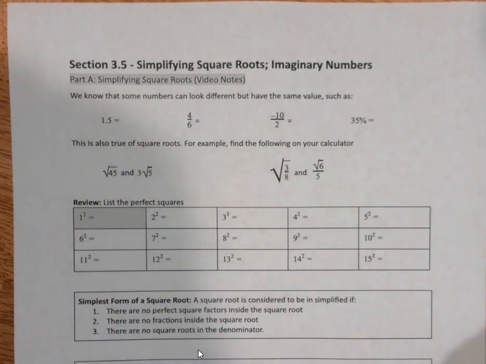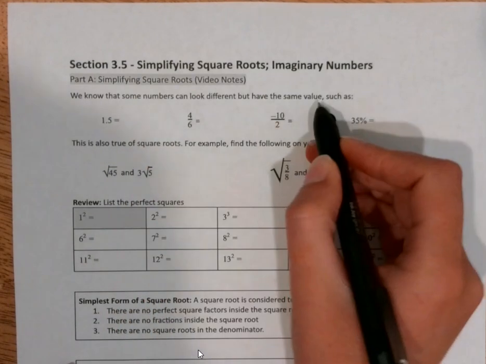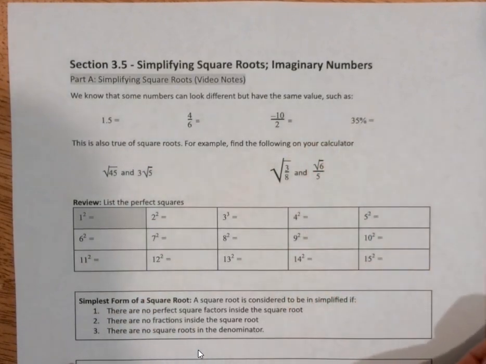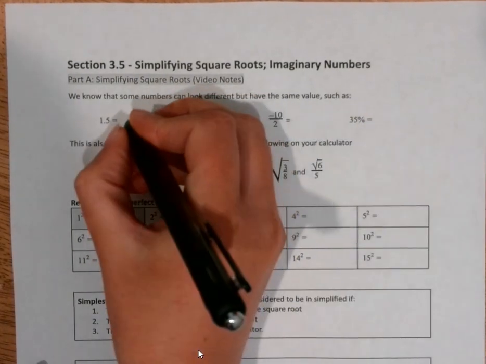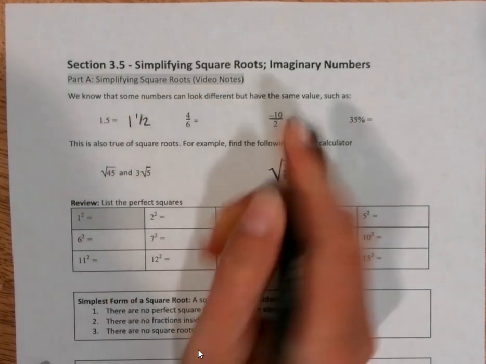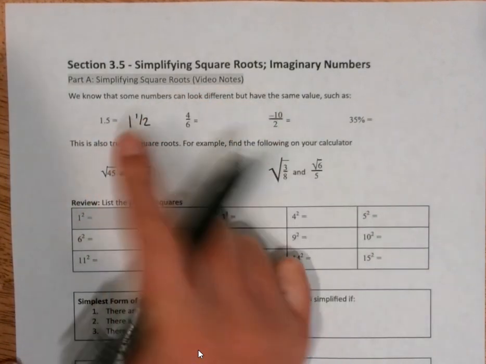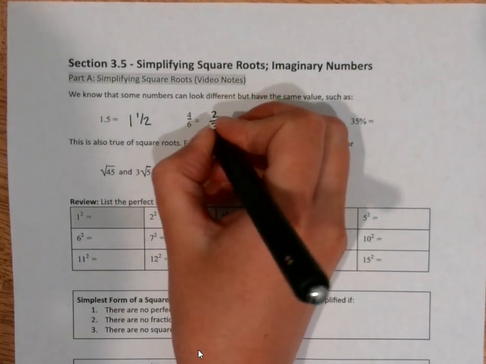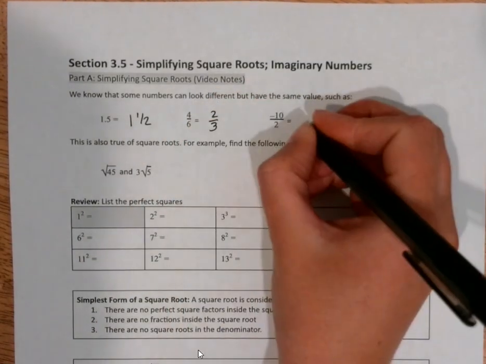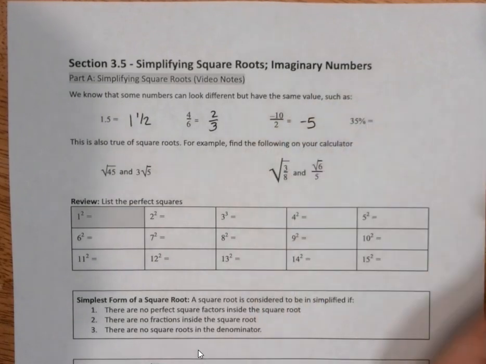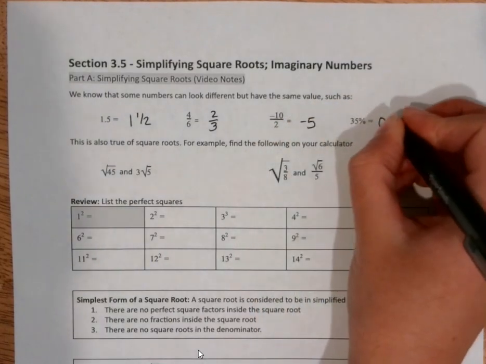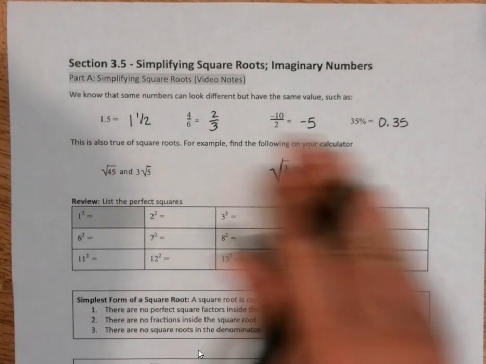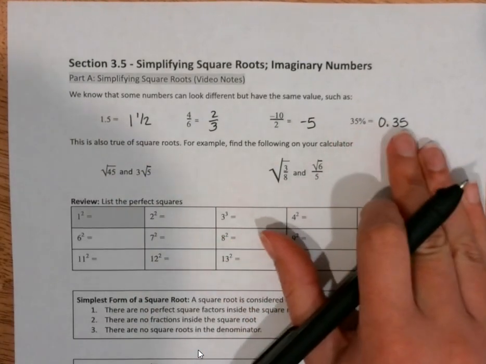Okay. So we already know that some numbers can look different but have the same value, such as 1.5, which can be 1 and 1/2. That's a different format for the same value. Perhaps 4/6, you can reduce that to 2/3. They have the same value, they look different. -10/2 is the same thing as -5, and 35% is the same thing as 0.35. Just examples of numbers that we already know come in more than one format.